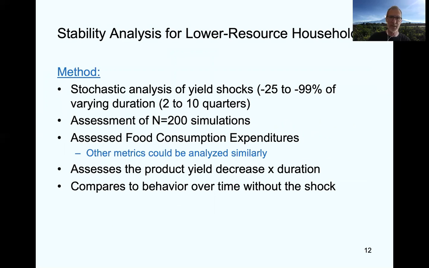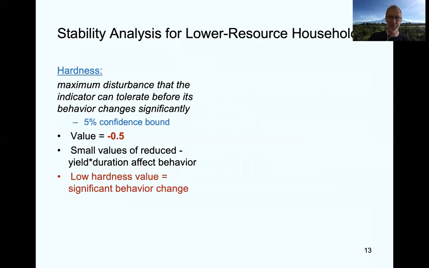And the way we do this is we do a stochastic analysis of yield shocks. We vary the amount of yield shock and its duration. We do 200 simulations, and in this case, we're going to assess its impacts on food consumption expenditures. What we're going to do is look at the product of yield decrease times the duration, and we compare this behavior to the behavior without a shock.